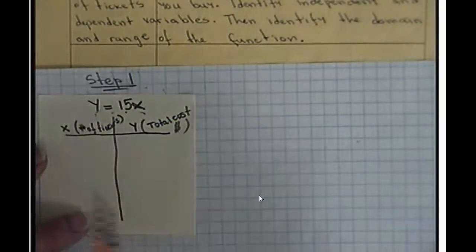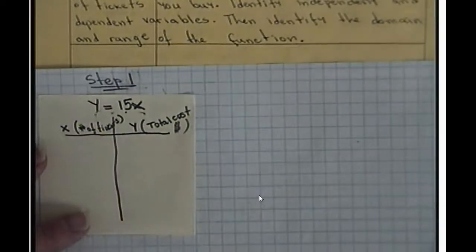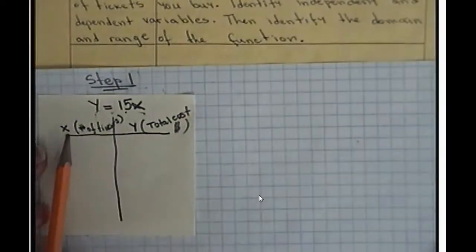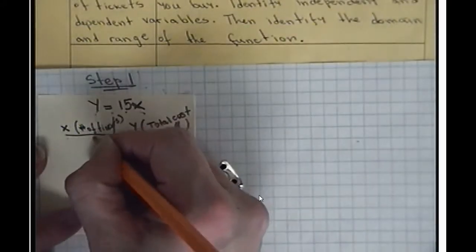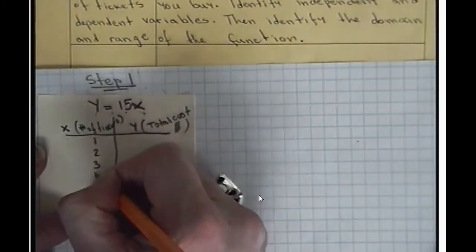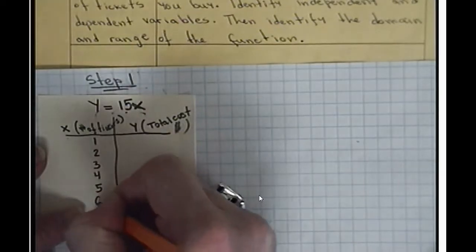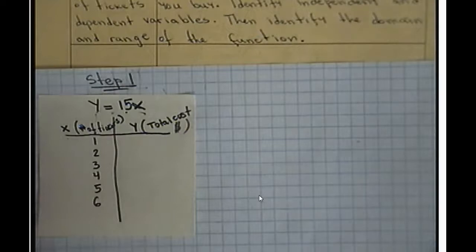So the independent variable that does not change, x, is the number of tickets, and we have up to 6. So I'll put 1, 2, 3, 4, 5, 6, total 6 tickets. The ticket itself does not change. You can't have half a ticket or 3/4 ticket or 1 3/4, right? It's 1 ticket or 2 tickets or 3 tickets.